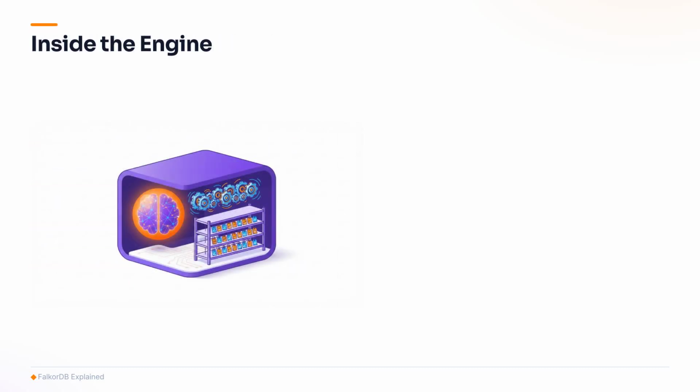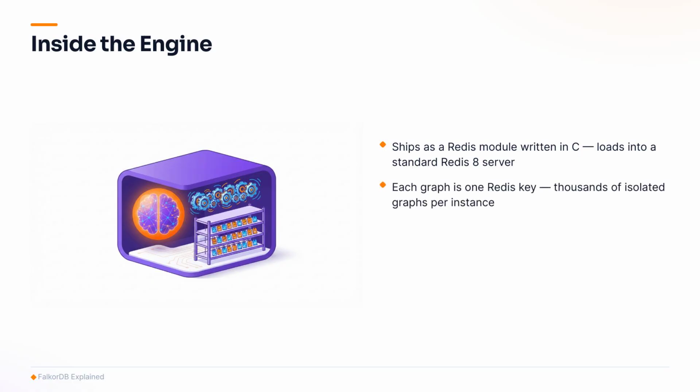A quick look at the architecture. FalkorDB ships as a Redis module written in C. It loads into a standard Redis server and inherits everything Redis is loved for: speed, simplicity, persistence, and replication. Each graph lives under a single Redis key, which is what makes FalkorDB naturally multi-tenant. One instance can comfortably host thousands of isolated graphs.